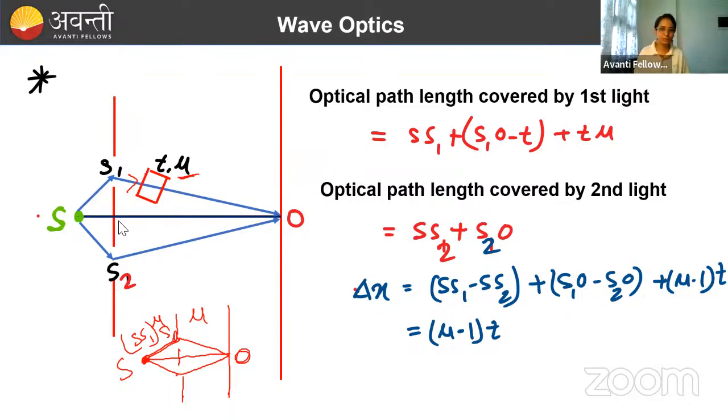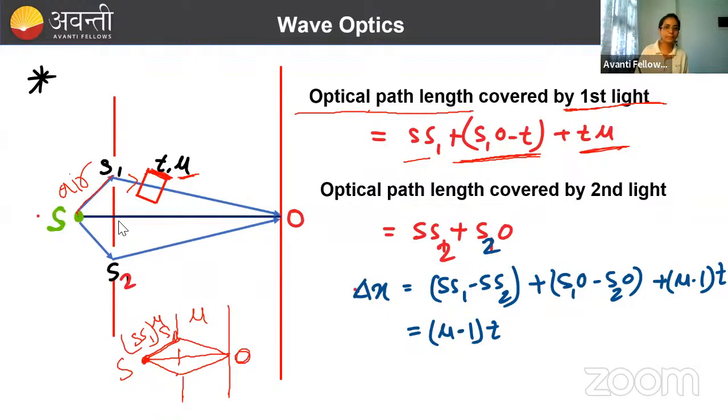I have written everything on the screen to avoid hazy writing. So, optical path length covered by the first slit. It covered SS1 distance in air, where optical path and geometrical length are the same because mu is 1. Now S1O is not completely in air. The distance in air is S1O minus T, where optical and geometrical lengths are the same. For the length T in the medium, the optical length is mu T. So the optical path length covered by the first slit looks like this.